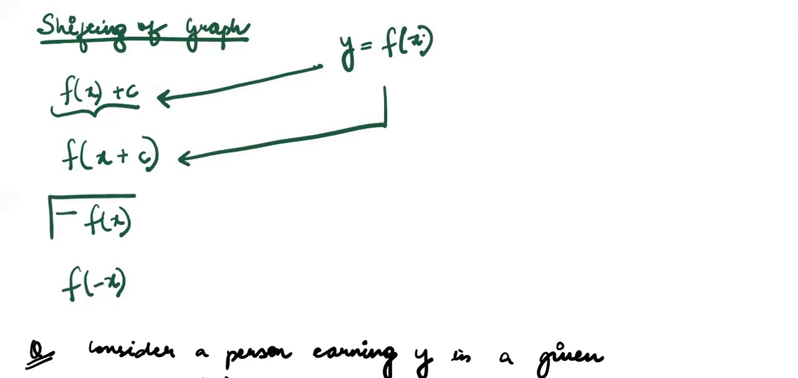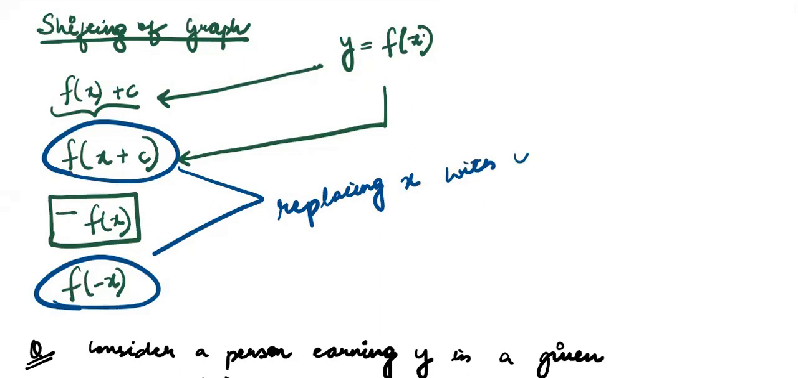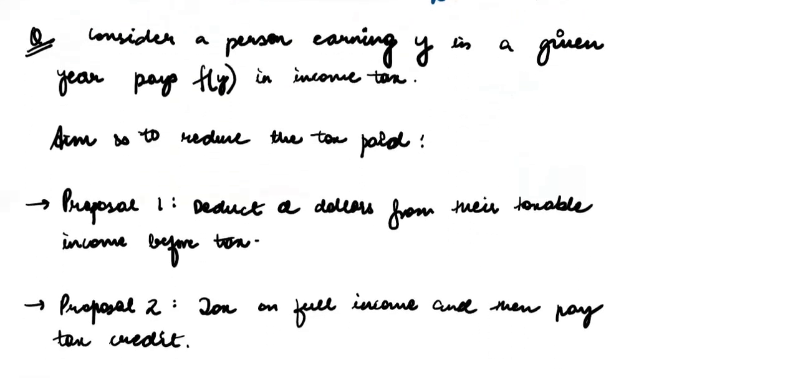I can have minus of f of x, and I can have f of minus x, where I replace x with minus x. Only in these two situations am I replacing x with a new value, either x plus c or minus x. In the other 2 cases, the function is as it is, but I'm just including a negative sign or adding c to it. Now, let us try and see a question on this.